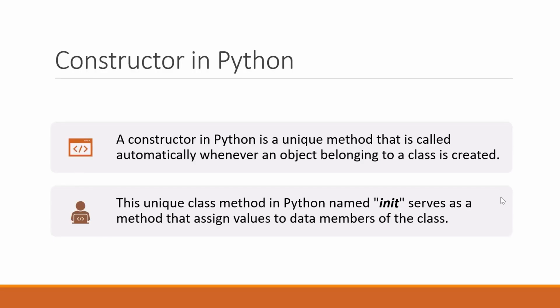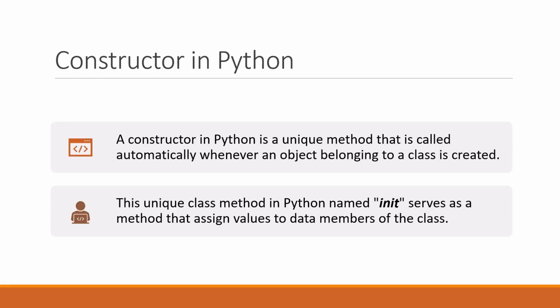Now, a constructor in Python is a special method that is called automatically whenever an object of that specific class is created. This special class method in Python is named __init__. We have already discussed this init method. Basically, this init method is a constructor itself, and it serves as a method that assigns values to the data members of the class. It needs a double underscore at the start and the end of the init method.